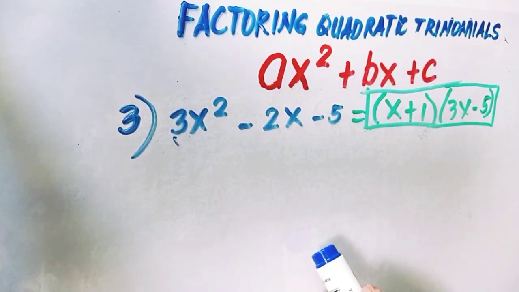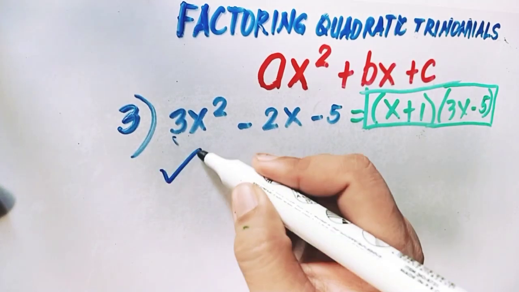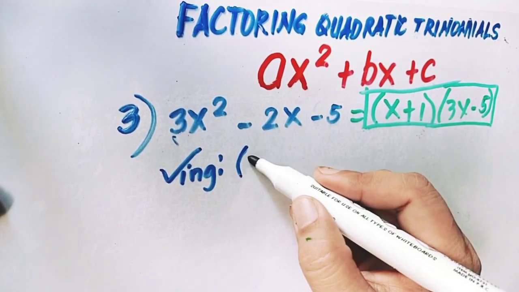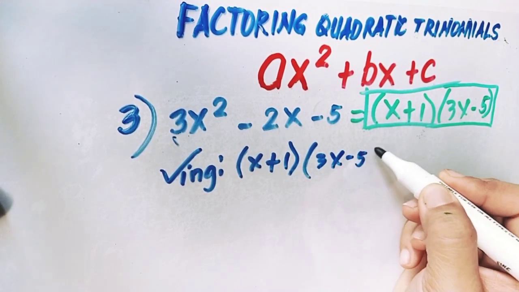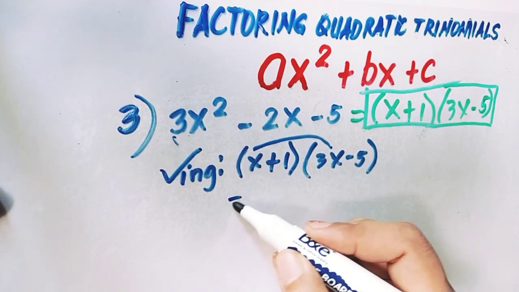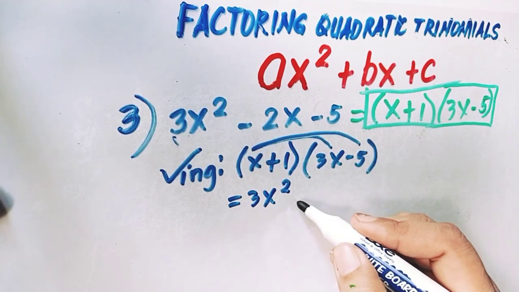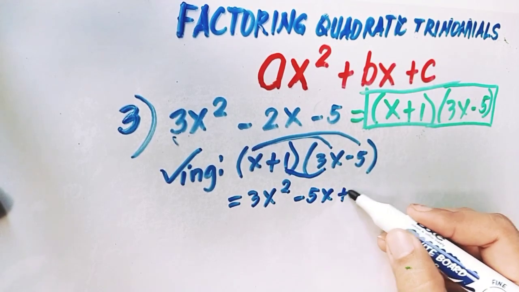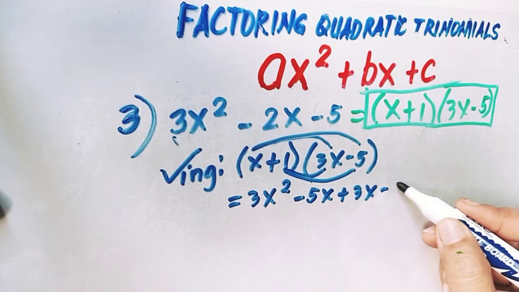Do you want to check if our answer is correct? Let's do this. Checking. So let's multiply our factors. x plus 1 times 3x minus 5. Using the FOIL method, let's multiply x times 3x, so that is 3x squared. x times negative 5, and that is negative 5x. 1 times 3x, so that is plus 3x, and 1 times negative 5, so that is minus 5.